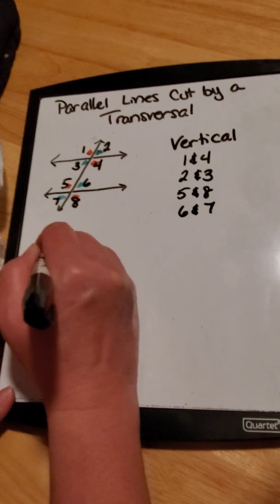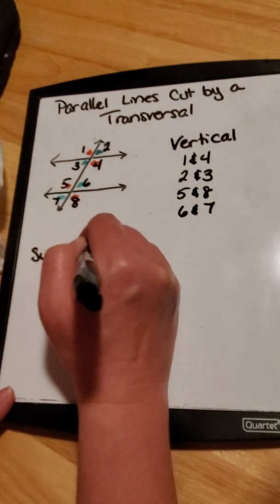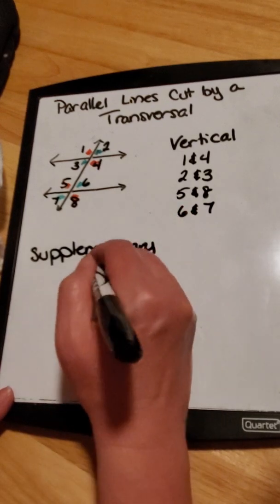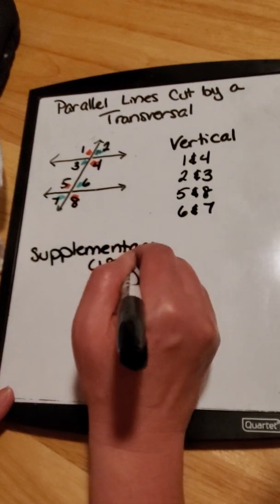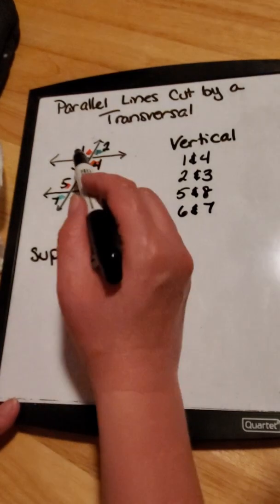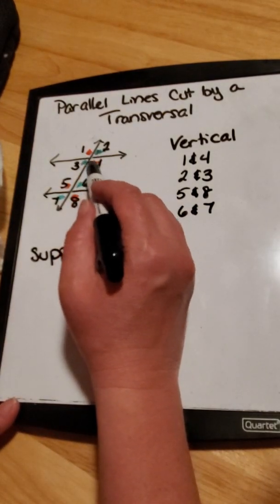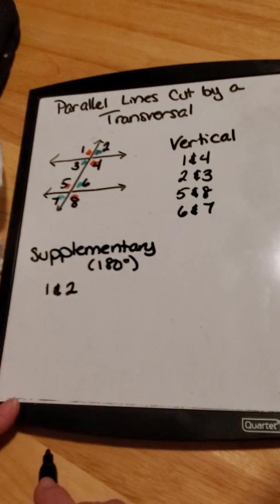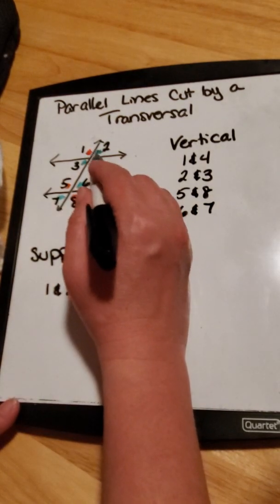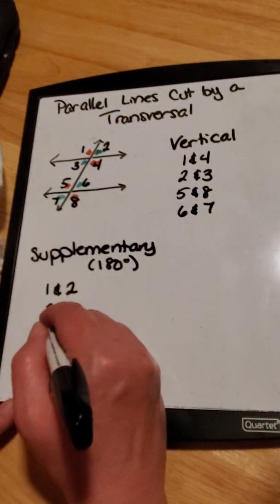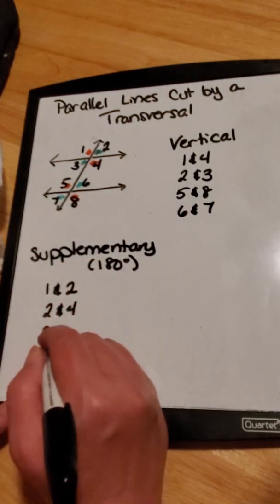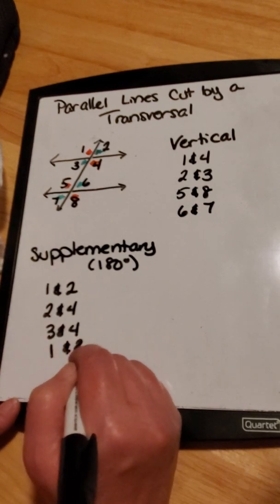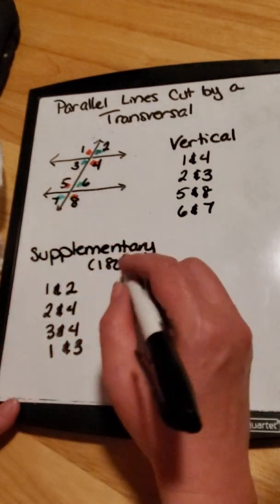You know about supplementary angles. You know supplementary means they add up to be 180 degrees. And you know anything that's next to each other on the straight line is supplementary. So like 1 and 2 would be supplementary. But so would 2 and 4. They lie next to each other on that transversal. They're supplementary. Or 3 and 4 are supplementary. And so are 1 and 3. Same thing down on the bottom.